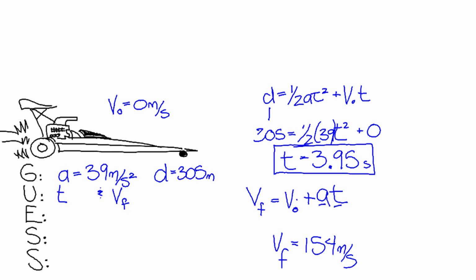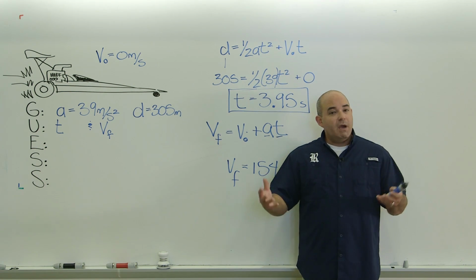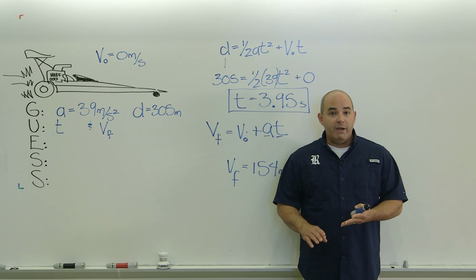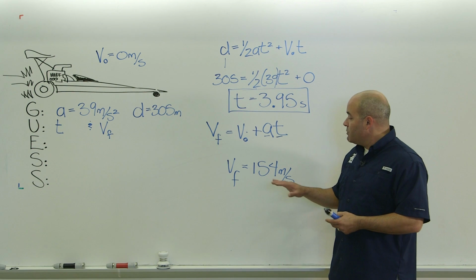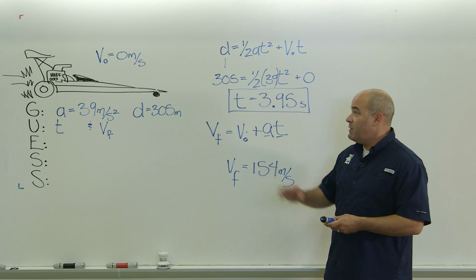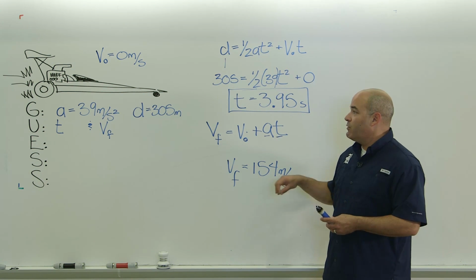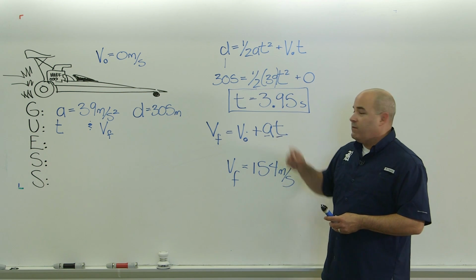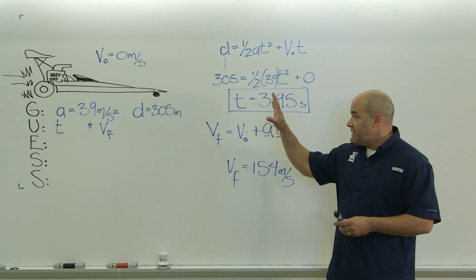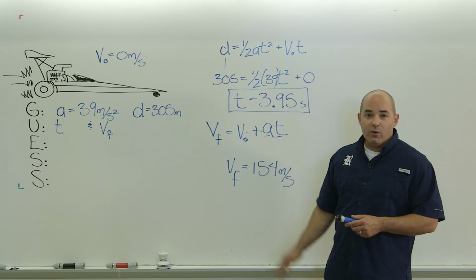Now, I know you're not too familiar with meters per second. Everybody drives around in this country, at least, and we go miles per hour. That comes out to pretty close to 340 miles an hour. So that means that drag car goes from 0 to 340 miles an hour in 4 seconds. All right, there you go. That's the GUESS method, and we'll be seeing that the whole way through the course.